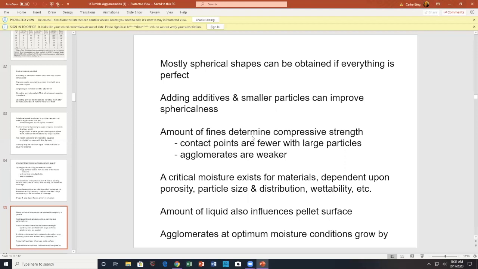The amount of fines determines the compressive strength. Contact points are fewer with large particles, right? Agglomerates are weaker, right? Fines fill in the contact points somewhat. Critical moisture exists for materials, dependent upon porosity, size distribution, and wettability. The amount of liquid also influences pellet surface, right?